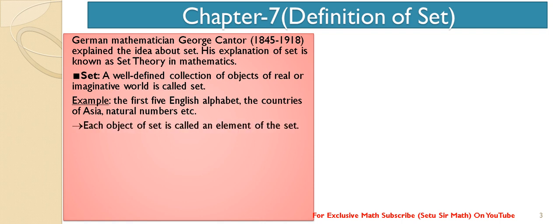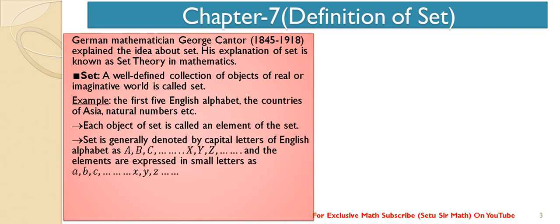Each object of set is called an element of the set. Like in here you can see the first 5 English alphabet. Each alphabet in here is an element of the set. The countries of Asia, each country of Asia is an element of the set. Natural numbers, each number of these natural numbers is an element of the set.